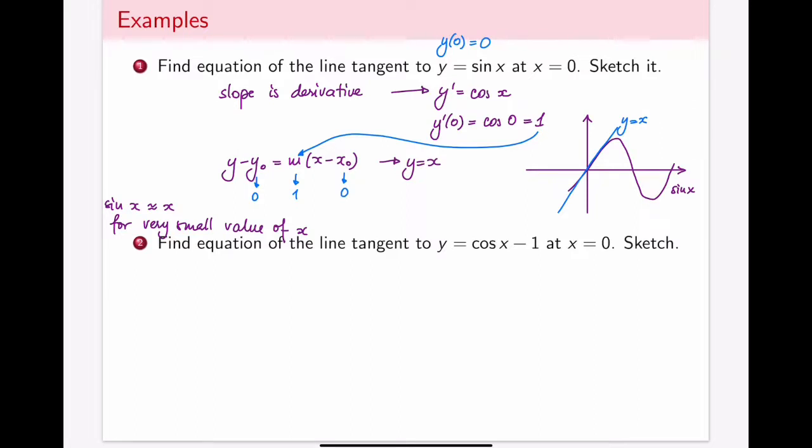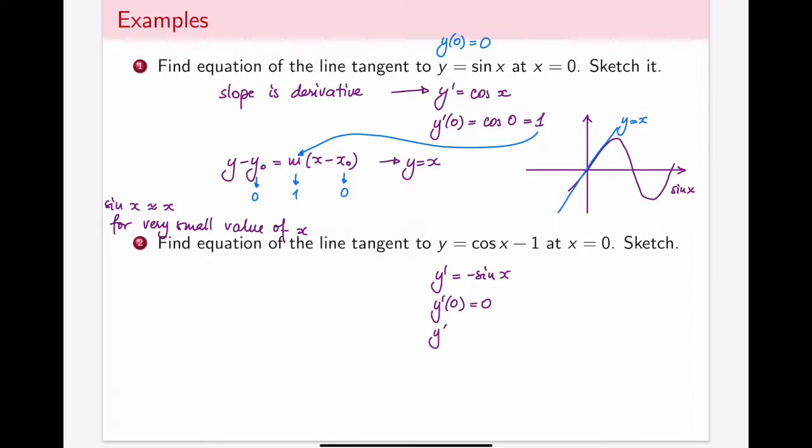So as in the previous question, what I'm going to do first is take the derivative of my function, so y prime, and in this case, we're going to take a derivative of cosine of x, which is negative sine of x. What I need to do then is compute it at the point where I'm interested in, so at 0, which I'm going to get 0.